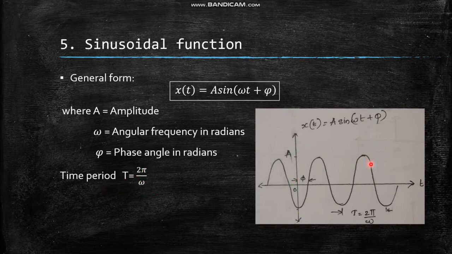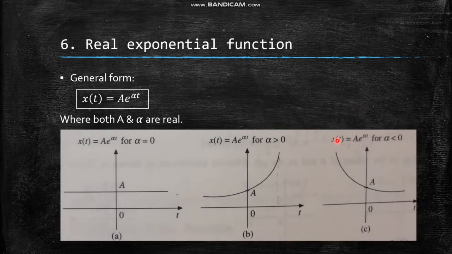Here we have represented a sinusoidal function with x of t equal to a sine of omega t plus phi, where the phase angle phi is given and the time period T equal to 2 pi by omega is also shown. The sixth one is the real exponential function.